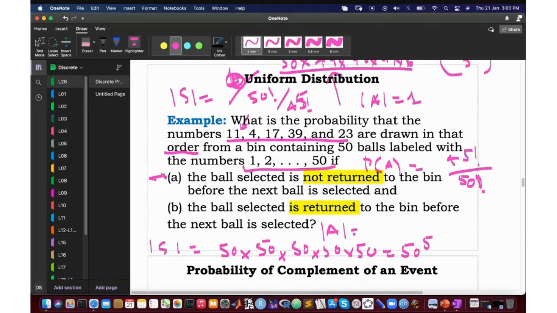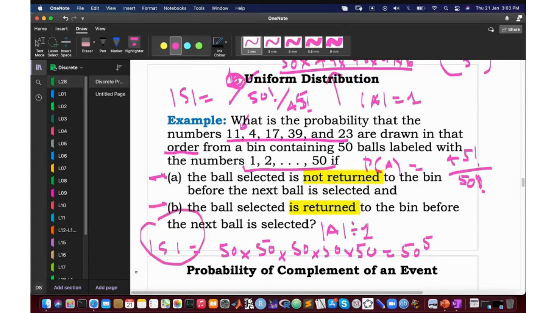It's again 1 over 50 to the power 5. It's again 1, right? Okay. There is only one way to choose this sequence, right? There are no two ways to pick it, right? Yes, sir. There is only one valid sequence. The only change between these two parts is the size of the sample space.